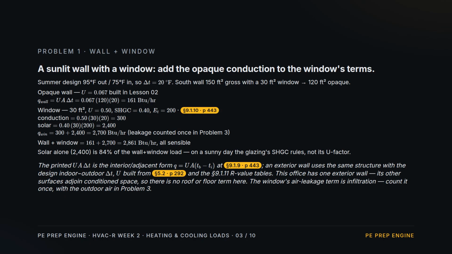Problem 1. A sunlit wall with a window, summer design, a 20-degree difference. The opaque wall is the U factor you built in Lesson 2, 0.067, over 120 square feet. UA delta T is 161. The window carries 3 terms, but count its leakage once with the outdoor air later. So here it's conduction 300 plus solar 2400, 2700. Wall plus window, 2861, all sensible. And notice solar alone is most of it. On a sunny day, the glazing coefficient rules, not the U factor.